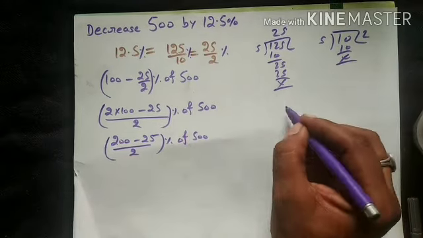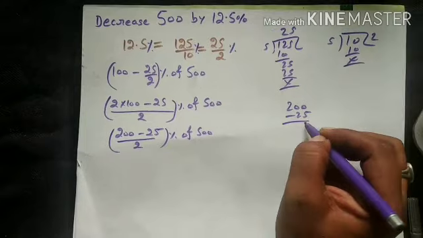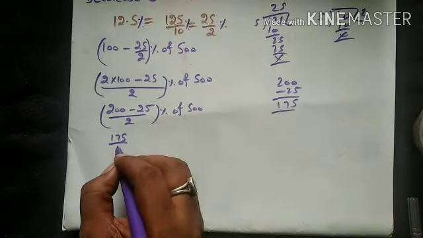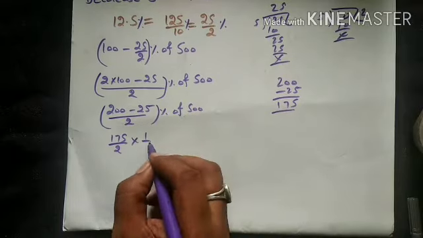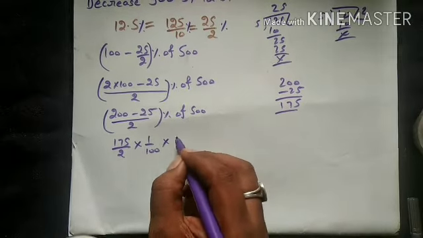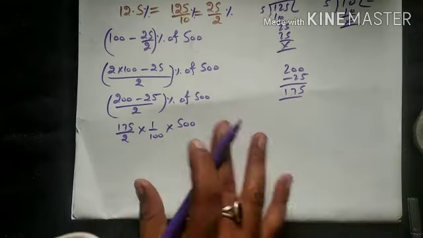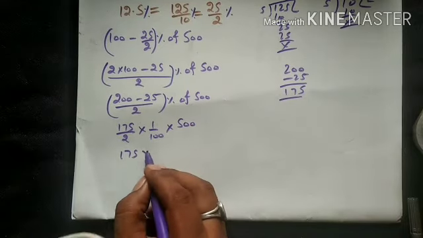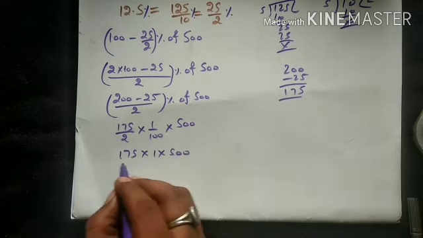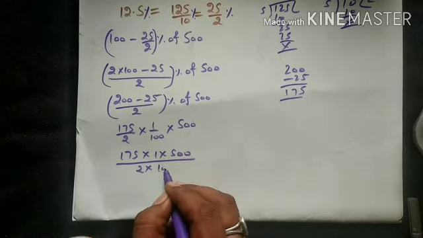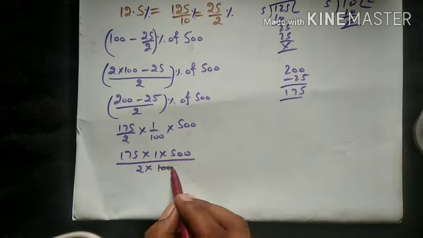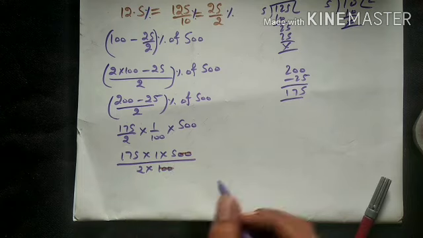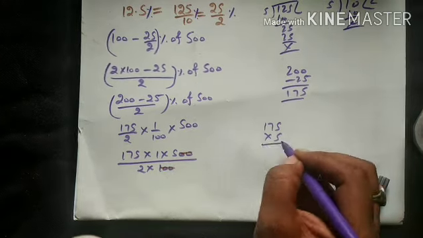Now 200 minus 25, 175. 175 by 2, percentage means 1 over 100 and of means 500. Of means multiplication, and we have to multiply it with 500. 175 multiply 1 multiply 500 over 2 multiply 100. So cancel 20 with 20. So what we are left with? Only 5. Now I have to multiply 175 by 5.